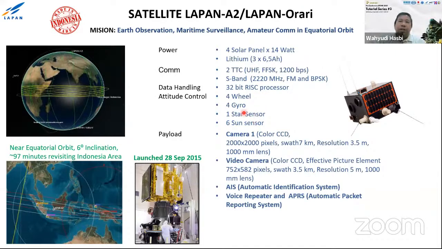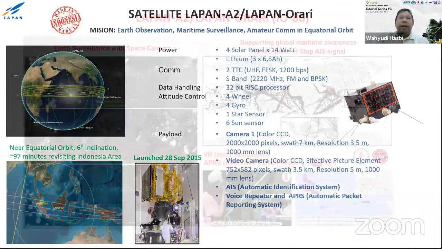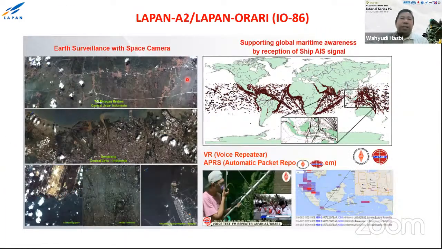And some attitude control system like a wheel, gyros, and star sensor and sun sensor, right? And the payload is the camera and also some video cameras and AIS for ship identification and also for amateur radio, voice repeater, and automatic packet reporting system. And this is some of the application that we can see by having this A2 satellite. We can take an image of the new toll road in central Java, for example, and then we can take a look at the city of Semarang, also in Java, Monas area, and some area in Singapore and Malaysia, for example.